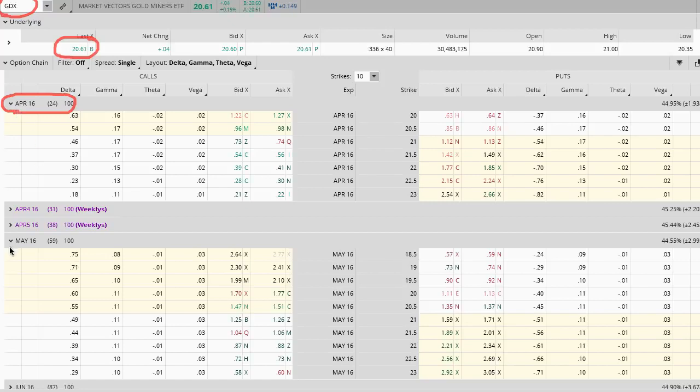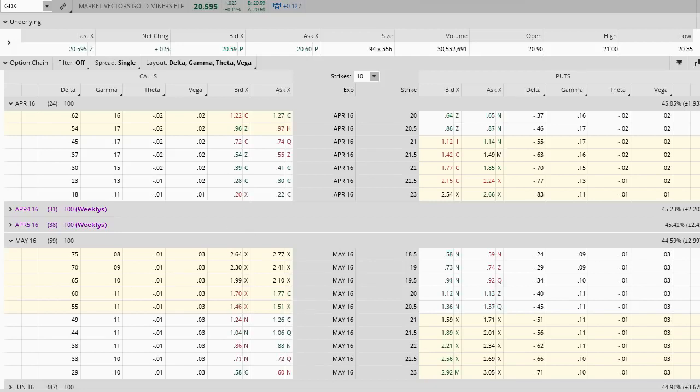I've got the April expiration and the May expiration. April expiration has about 24 days to go. May expiration has about 59 days to go. Okay, so this is going to help us show the differences in how some of these numbers shift and change and move as we go further out in expiration or closer in expiration. And again, we have some of the weekly contracts in between here as well.